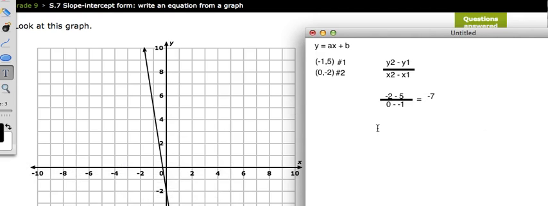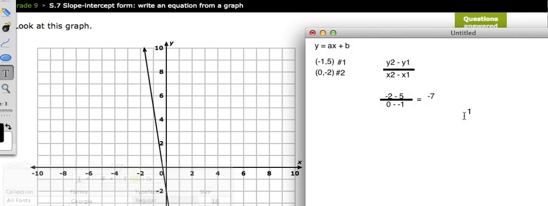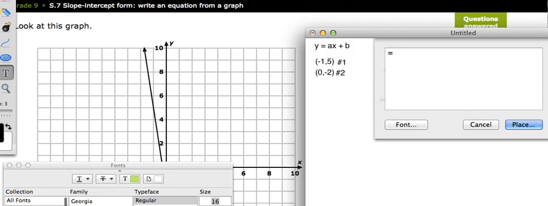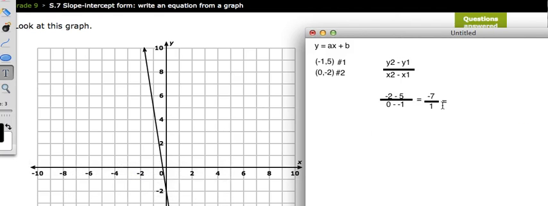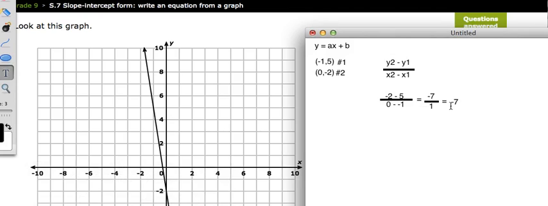And then 0 minus -1 is the same thing as 0 plus +1. And 0 plus 1, I learned a long time ago in school, is just +1. So I got -7 on top and 1 on the bottom. -7 over 1, I can simplify that to just being -7. So anything over 1 is just itself, right? So my slope now I figured out is -7. That means I figured out what a is.